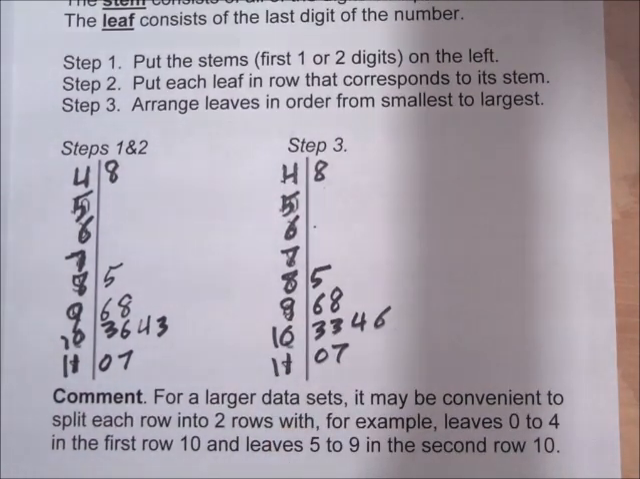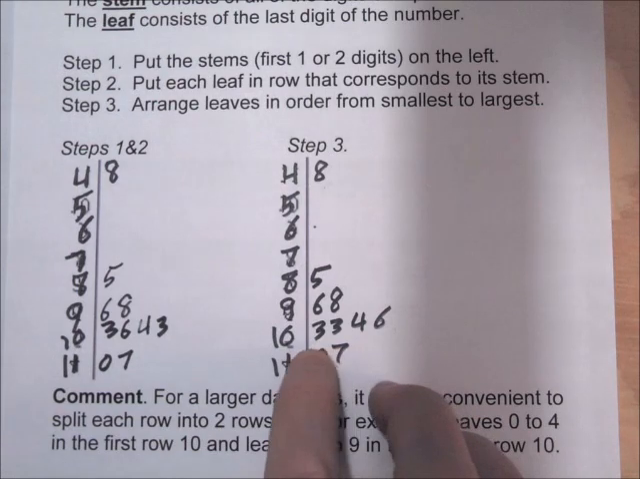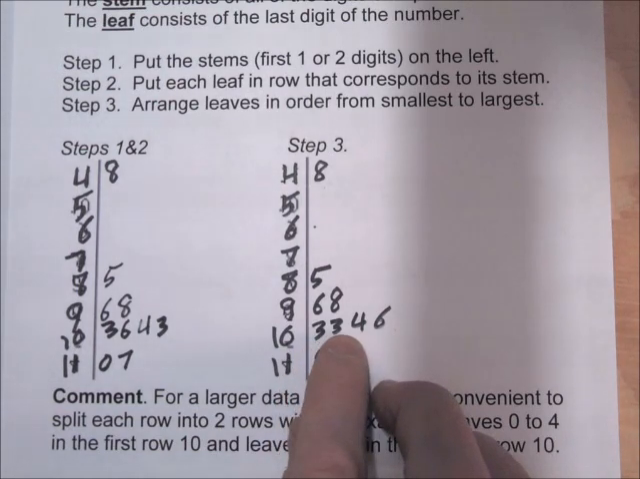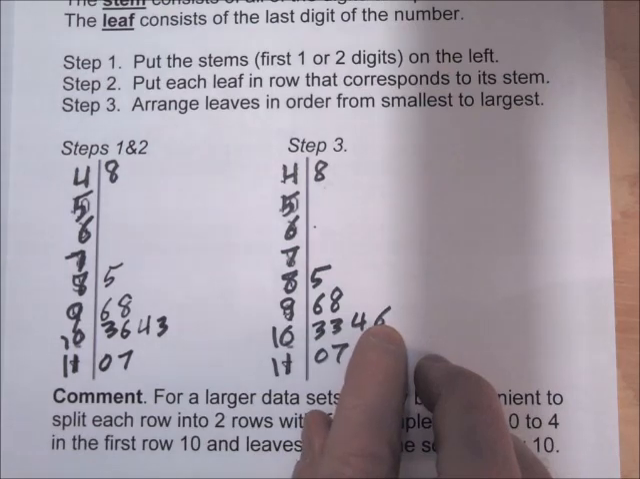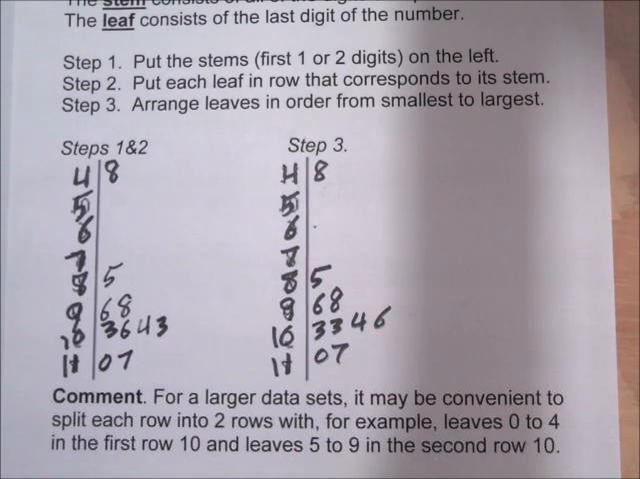Now if you have a large data set, sometimes they'll split the rows. For example, two row 10s: leaves 0 through 4 would be the first row 10, so 3, 3, 4 would be the first row 10, and then leaves 5 through 9, so for example 6 would be the second row 10. So if you have a very large data set, you could do a split stem plot, and you may see some of those in the exercises and WebAssign.